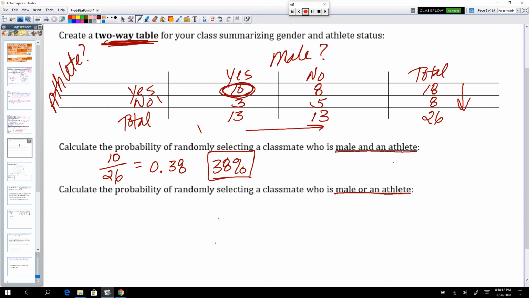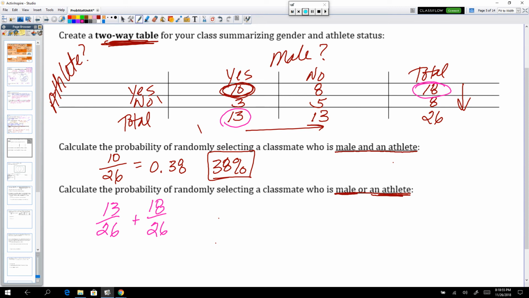Now, different from that is finding a classmate who is male or finding somebody who's an athlete. That's a different question. Male, how many males total do we have? Males total to 13. So there's a 13 out of 26 chance of getting a male. What about athletes? Yes to athletes is this number here. That's 18 out of 26. If these were mutually exclusive events, we would just add event A plus event B and say that's the probability of getting those two events.